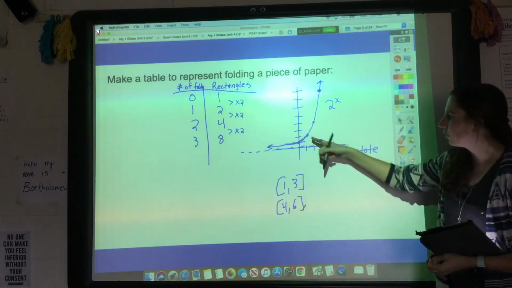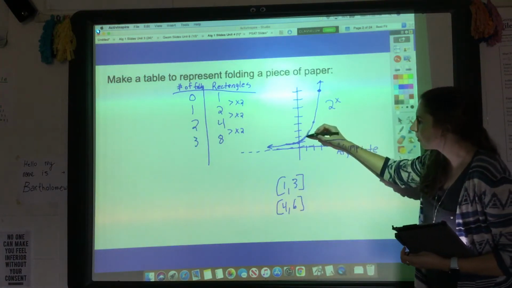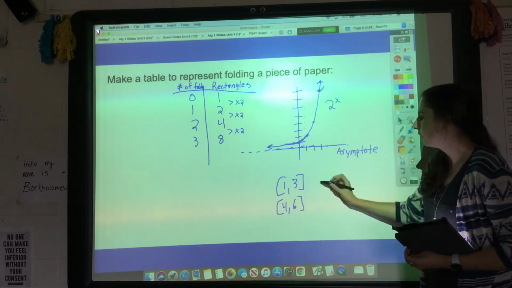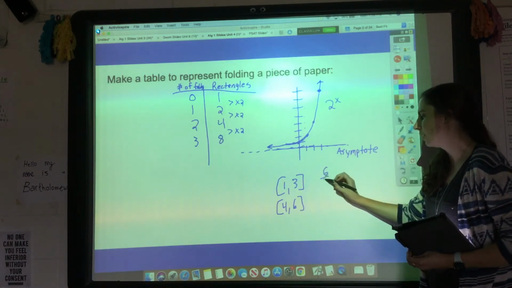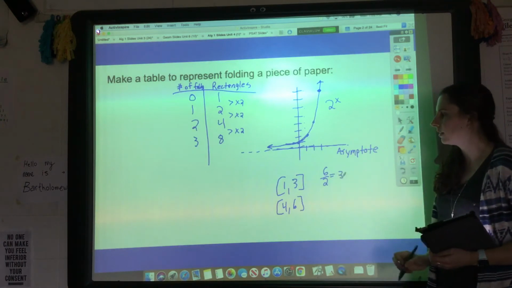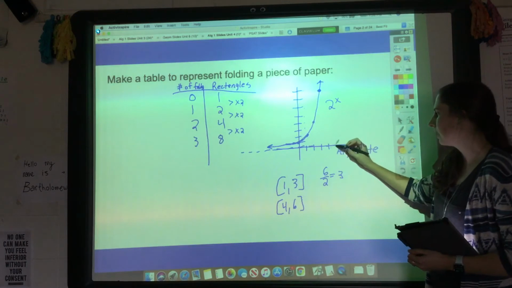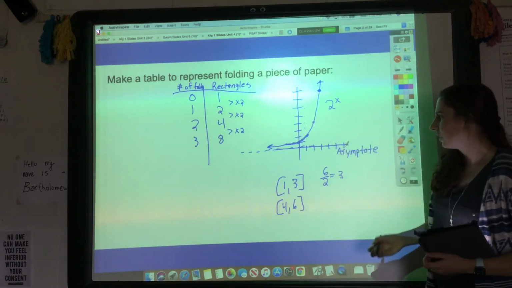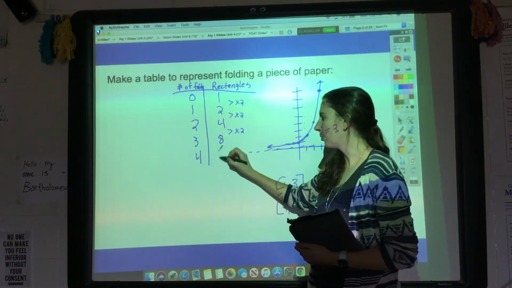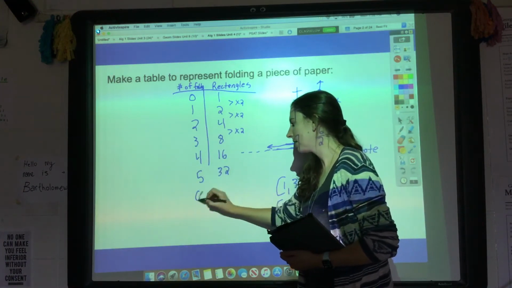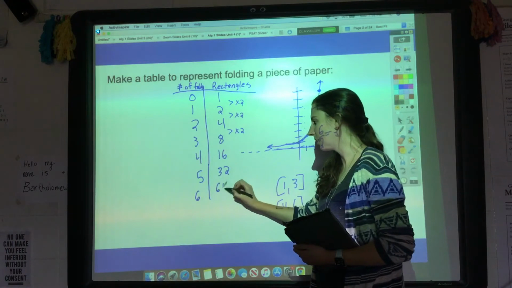On the interval from 1 to 3, it goes up 1, 2, 3, 4, 5, 6 over 2. So the average rate of change here is 6 halves, or 3. But if I looked at the interval 4 to 6, at 4 we would double again and get 16. At 5, we would double again and get 32. At 6, we would double again and get 64.